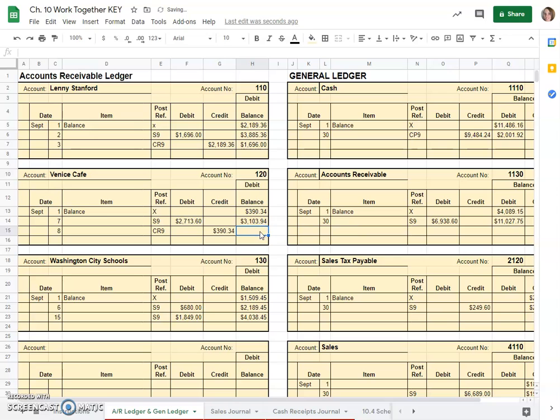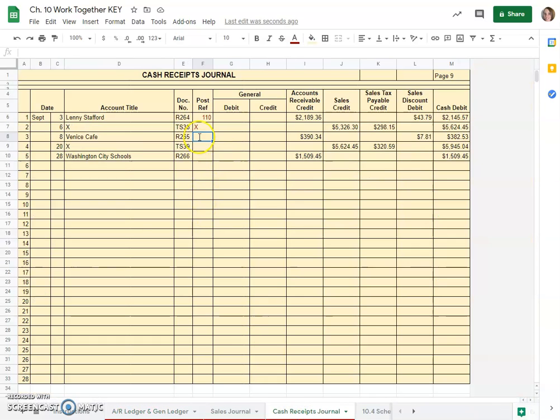And our new balance is the previous debit balance minus this credit. And again, Venice Cafe paid their previous balance. They didn't pay for their most recent transaction because you can see that's the amount they still owe. Account number 120. So we'll put that here. The next transaction doesn't get posted individually to the accounts receivable ledger.